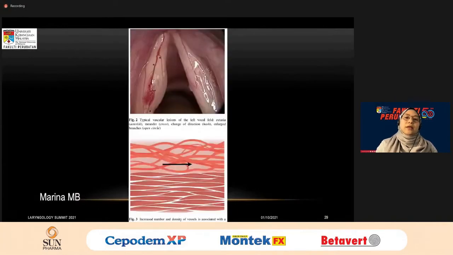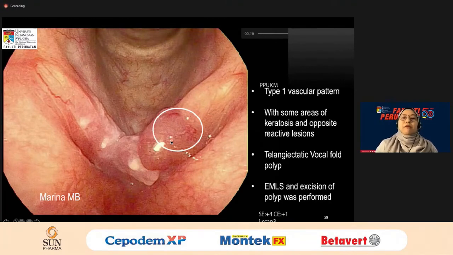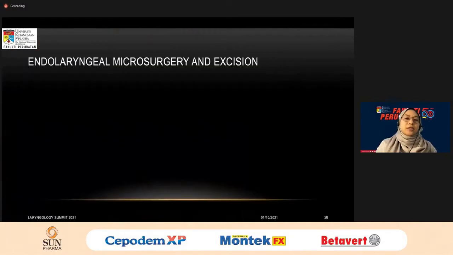And we look at the guideline that is published for type 1 vascular pattern. It is longitudinal, tortuous, and dilated. And when we look back at this patient, this mass or lesion shows a type 1 vascular pattern, with some area of hyperkeratosis and possibly an opposite reactive lesion. So a preoperative diagnosis of telangiectatic polyp was made, and the patient was put up for endolaryngeal microsurgery and excision of polyp with precision technique.